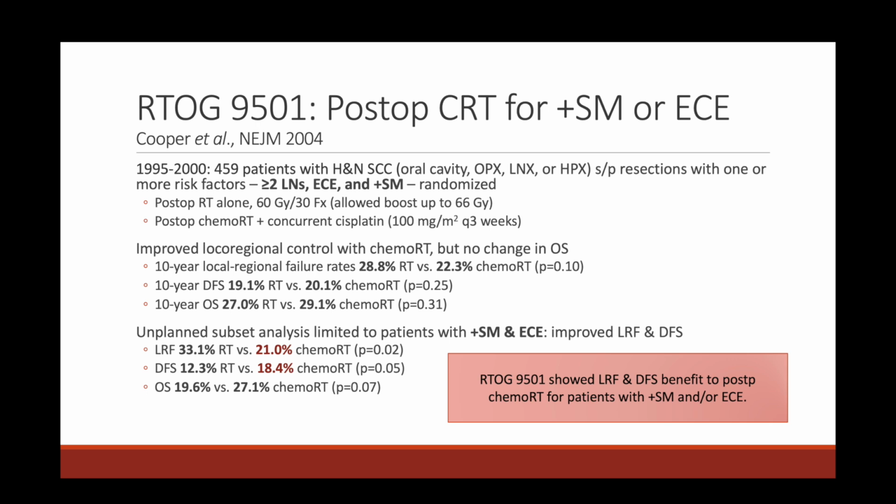So the local regional failure rates were 33% with radiation versus 21% with chemoradiation, so 12% improvement there. The disease-free survival improved from 12% with radiation up to 18% with chemoradiation, and the overall survival improved from 20% up to 27% with chemoradiation. So RTOG 9501 on that subset analysis really showed a benefit to postoperative chemoradiation, specifically for patients that had positive surgical margins and/or extracapsular extension.